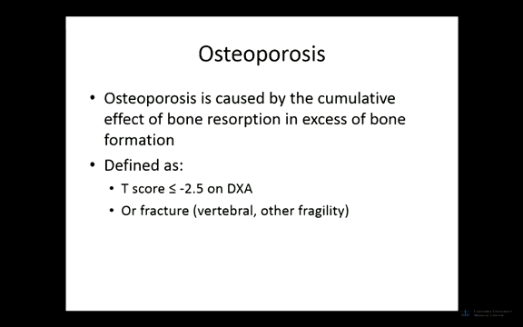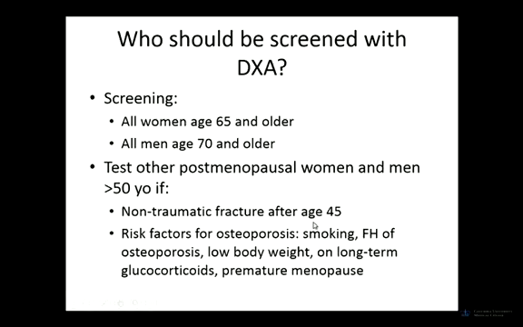Or you can get the diagnosis of osteoporosis if you have a fracture, such as a vertebral fracture or any other fragility fracture. And I'll go over exactly what a fragility fracture is. It's important to know that even if you have a normal T-score, you can still have osteoporosis if you break a bone in your spine or you have a fragility fracture.